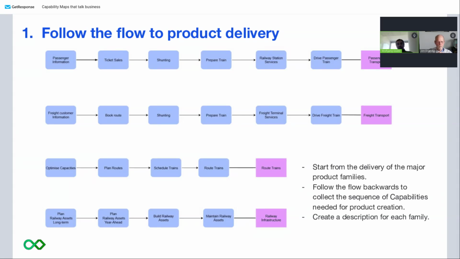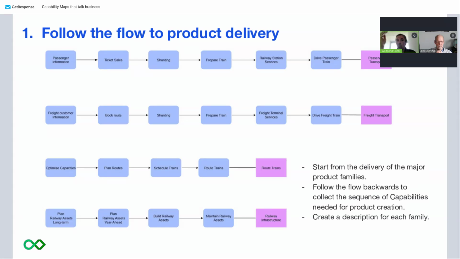And then value streams. If you followed our webinar, we don't really like the term, so we call it the flow to product delivery. It's always a good idea to start by asking what the major product groups are. In the case of a railway company, it may be passenger transport. That's the product. Freight transport is another product category.